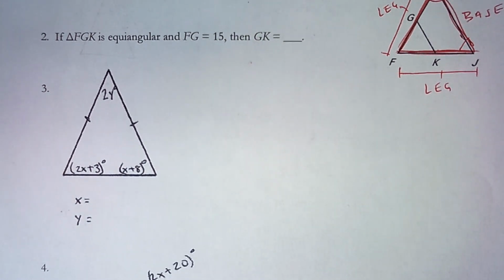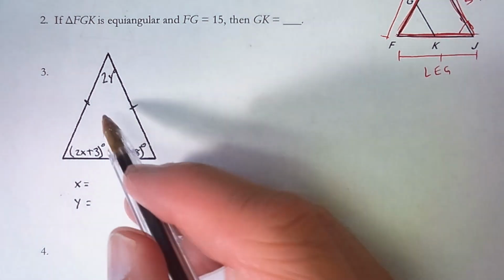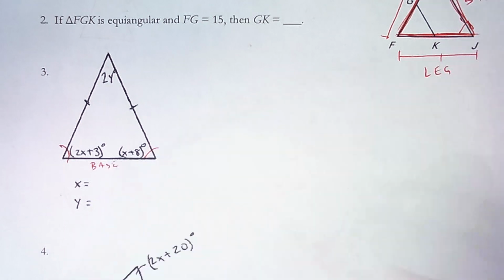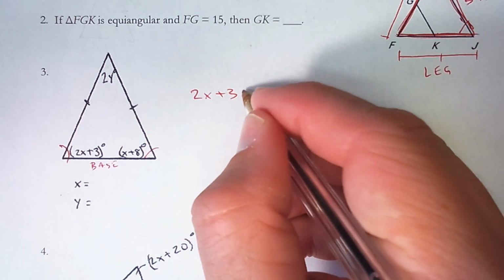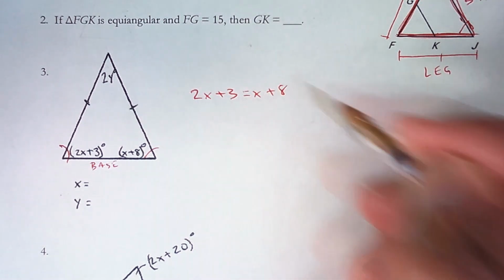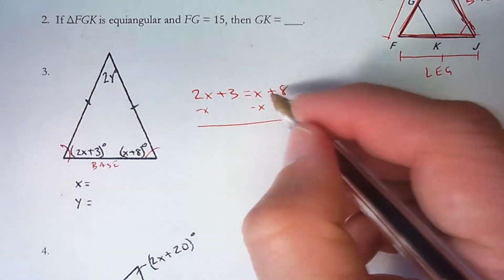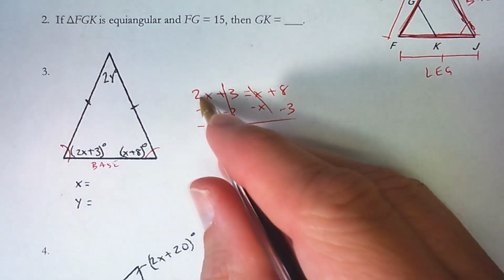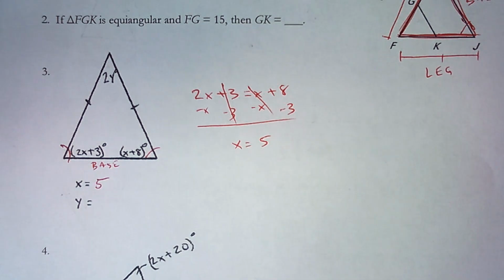And for the rest of the way, we are going to be solving for some variables. So in number 3 here, I have an isosceles triangle. And in an isosceles triangle, the base angles, so here are the base angles, are congruent. So 2x plus 3 is equal to x plus 8. So I can subtract x from both sides. I can also subtract 3 from both sides. And I get 1x equals 5. So x is 5.